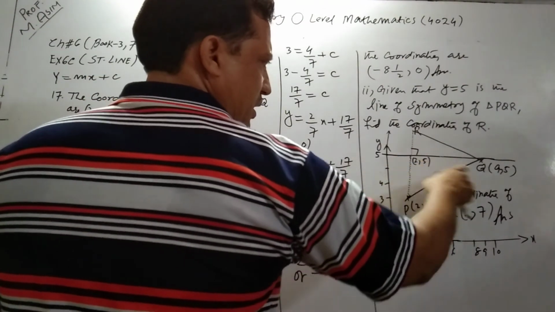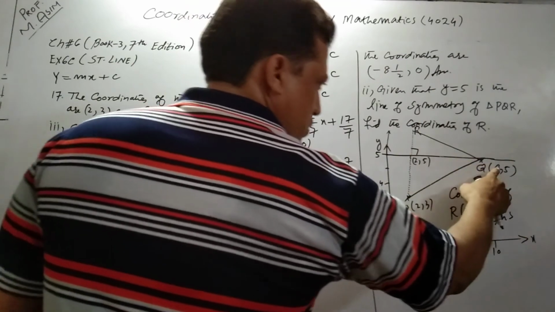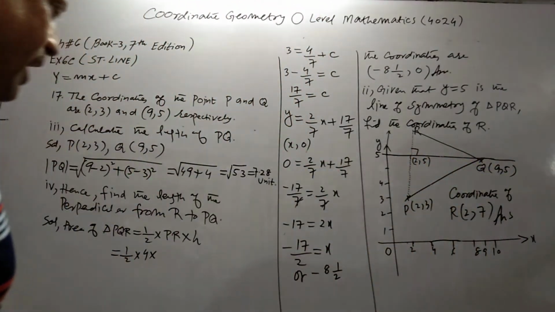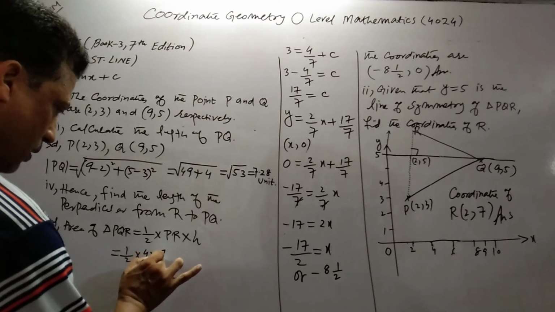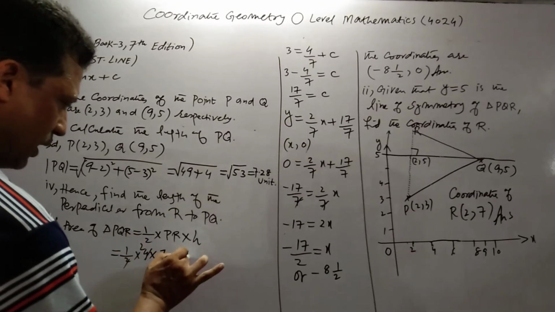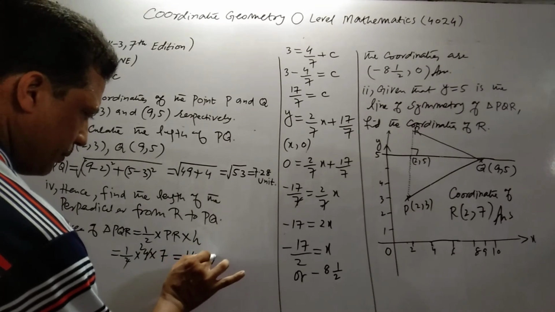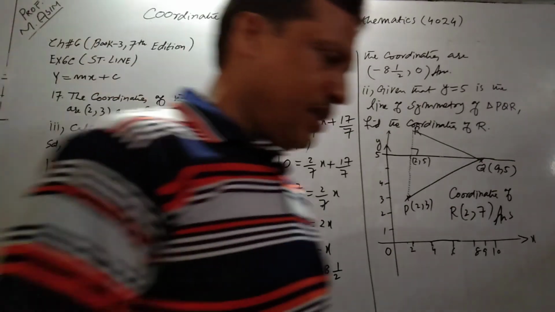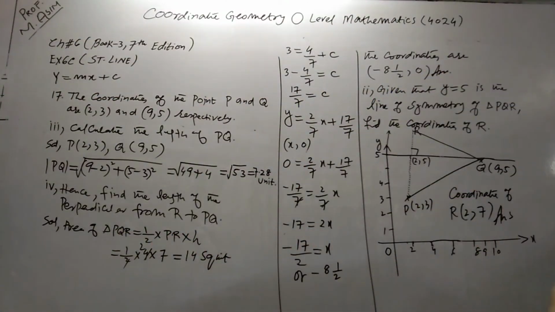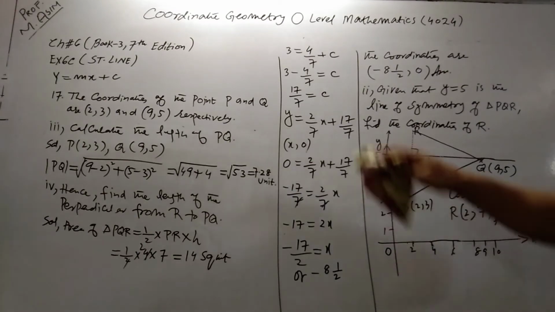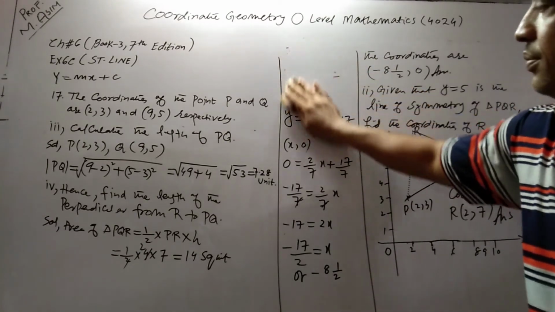What is the value of this line? This is 9, this is 2. So 9 minus 2 is 7 and 5 minus 5 is 0. Therefore the height is 7. 2 4s are 8... 2 2s are 4, 7 2s are 14 square unit. But this is not our answer. This answer will help to find our requirement.